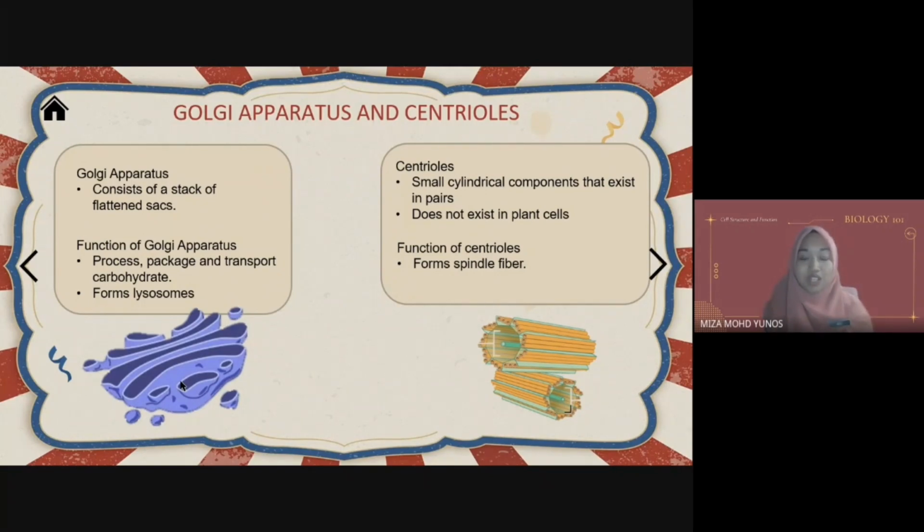Okay, so moving on to the last organelle for animal cell, which is centriole. So centriole is basically a small cylindrical component that exists in pairs, and centriole does not exist in plant cell.